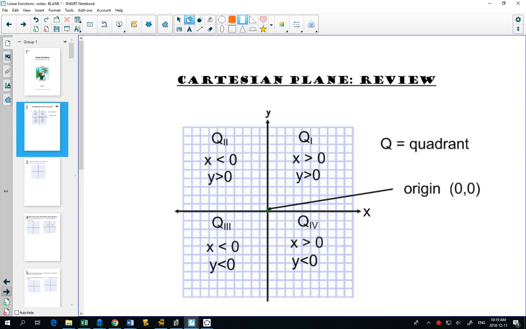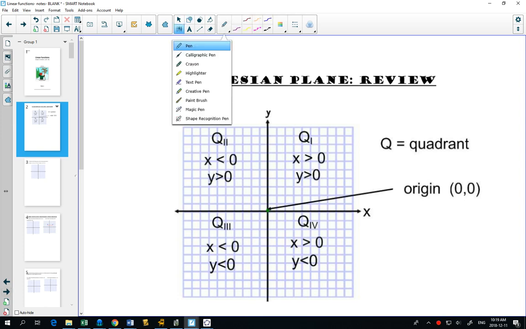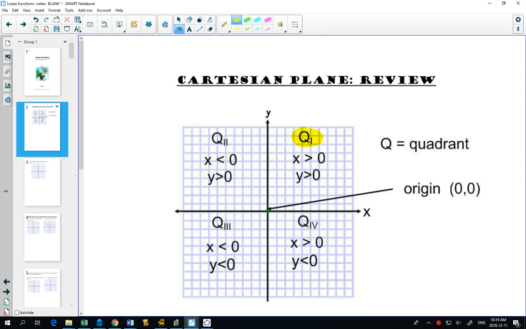And then we split it into 4 quadrants. Those 4 quadrants start in the top right-hand corner and go in a counterclockwise direction: quadrant 1, quadrant 2, quadrant 3, quadrant 4. If you pick any point in quadrant 1, let's say I pick this one at random, that point has an x-coordinate of 3, a y-coordinate of 2. Everything in quadrant 1 has positive x values and positive y values.